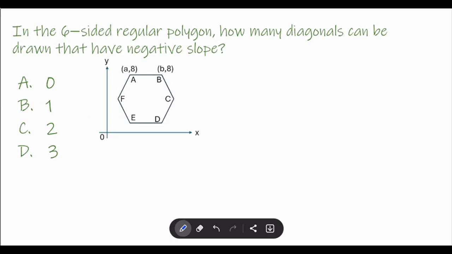Okay, so we have a problem that is coming from an SAT math reviewer, and we're going to discuss how to solve this problem and also the answer.